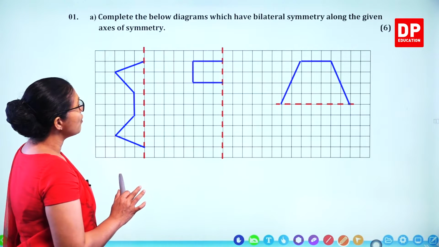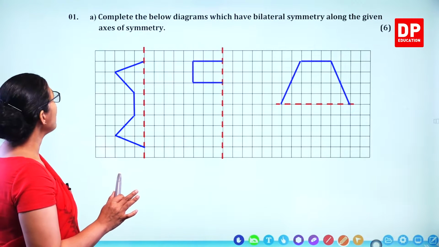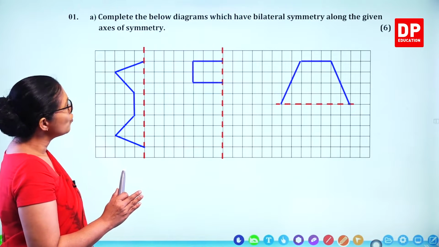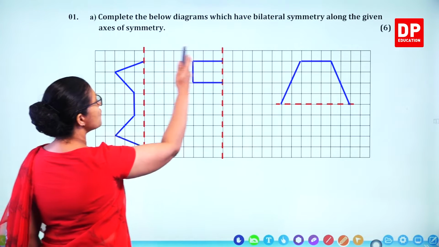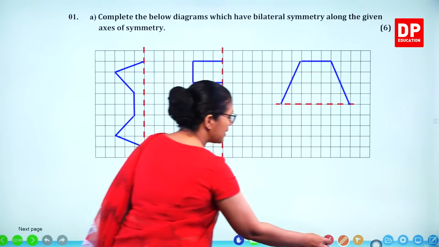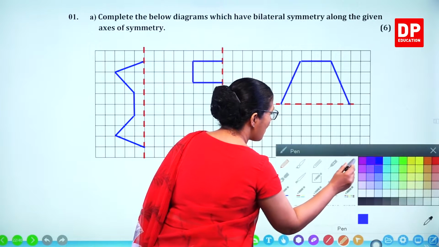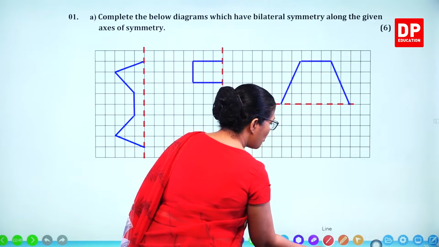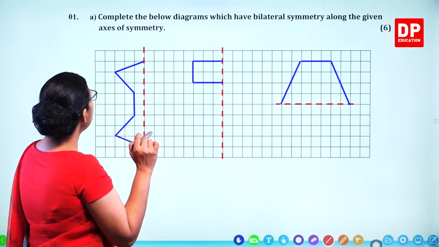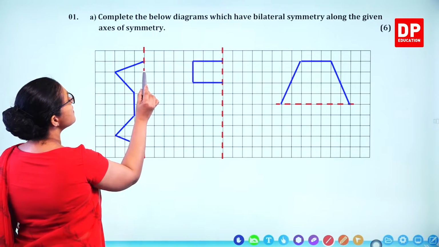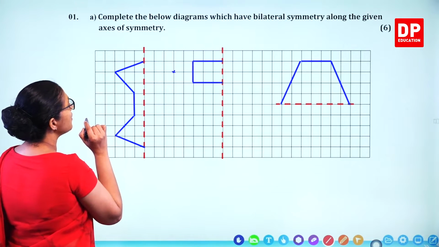Complete the below diagrams which have bilateral symmetry along the given axis of symmetry. So can you see the axis of symmetry in red dotted lines? So we have to complete the other part. So we'll take the ruler and complete. So here 3 squares to this side, so 3 squares here. So we'll mark the points.